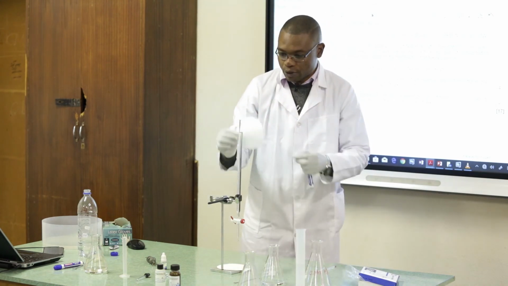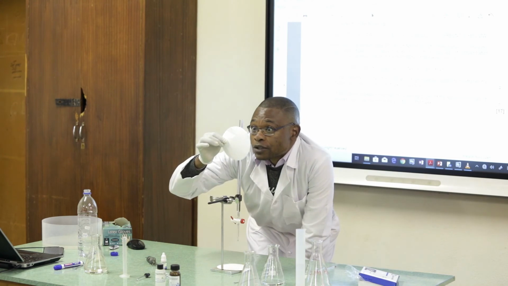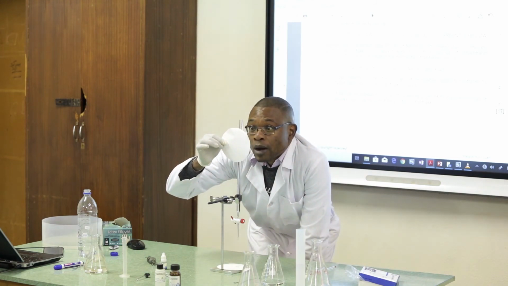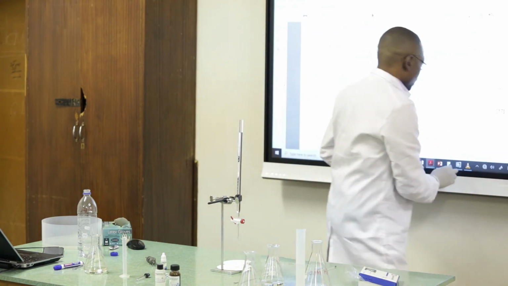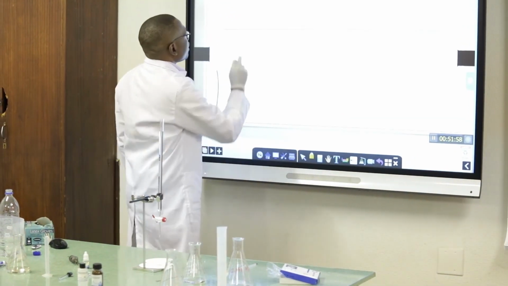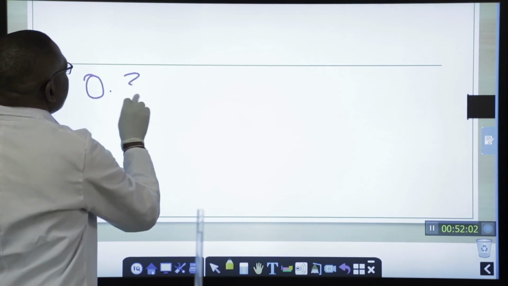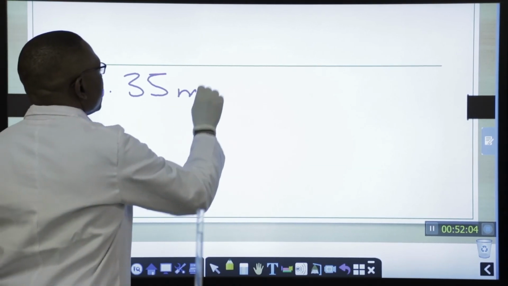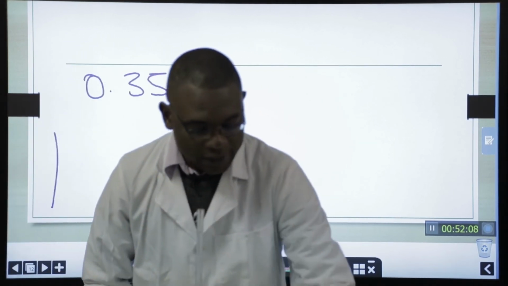You cannot make such precise measurements. You can only approximate. So if I'm to approximate this one, it's going to be 0.1235. So my initial burette reading is going to be 0.35 milliliters.